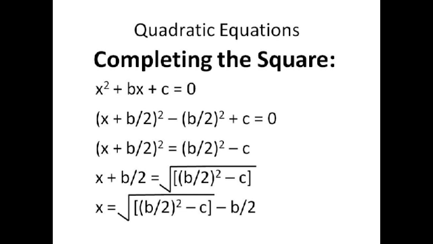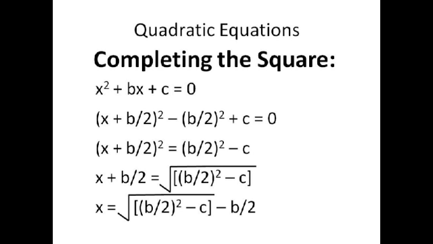I'll just go through that, explain why. x plus b over 2 squared will give you x plus b over 2 times x plus b over 2, which will give you x squared plus b over 2 x plus b over 2 x, which is bx, plus b over 2 squared. And then if you take away the b over 2 squared, you'll have your x squared plus your bx, and then you'll add c.